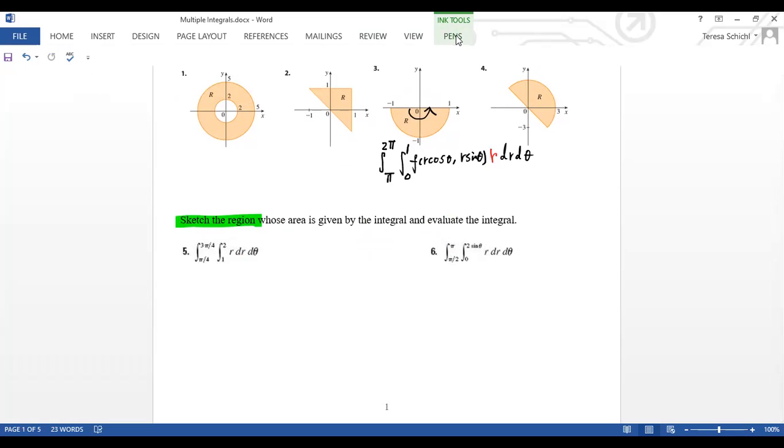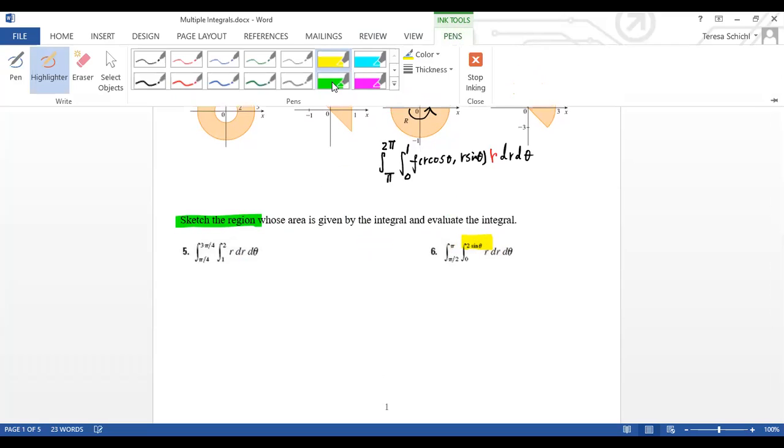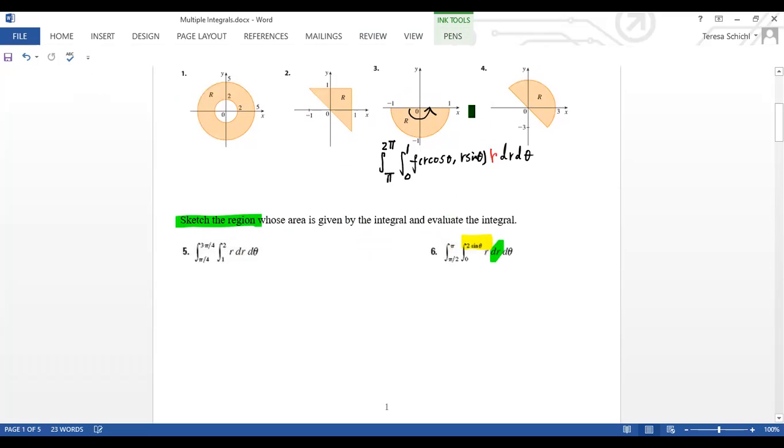Okay, let's take a look here. This one is in terms of r, so we integrate r first, right? With dr here, r is from 0 to 2 sine theta.